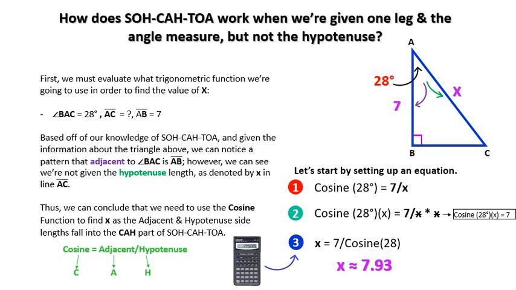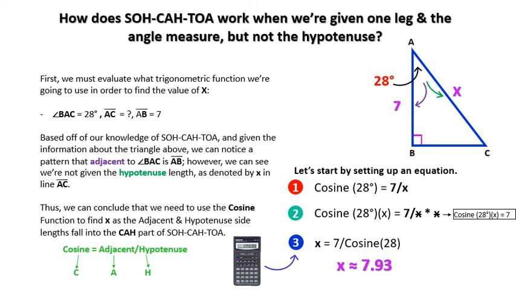So how does SOH-CAH-TOA work when we're given one leg and the angle measure but not the hypotenuse? First, we must evaluate what trigonometric function we're going to use in order to find the value of x. So in this case, angle BAC equals 28 degrees, line AC we don't know yet, and line AB equals 7.